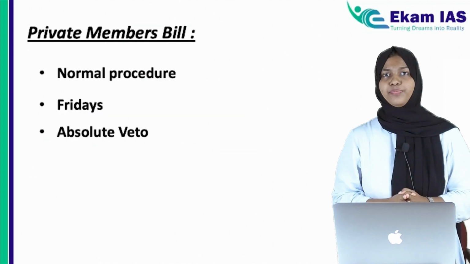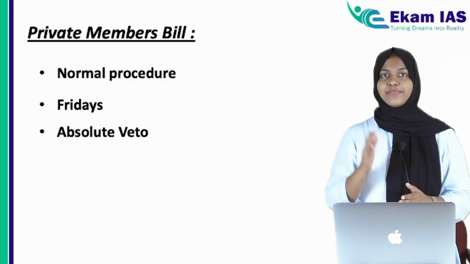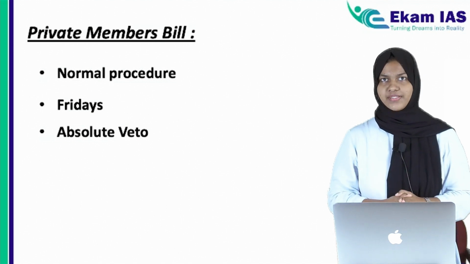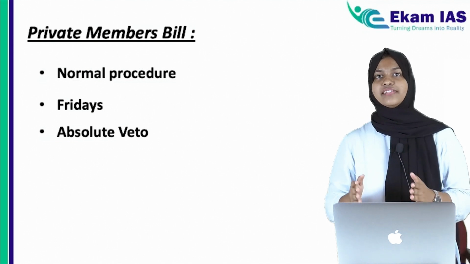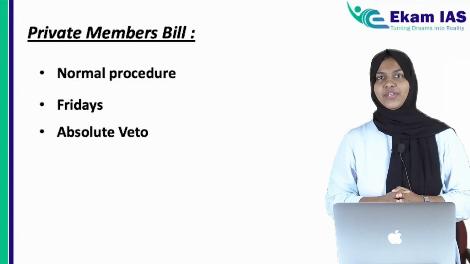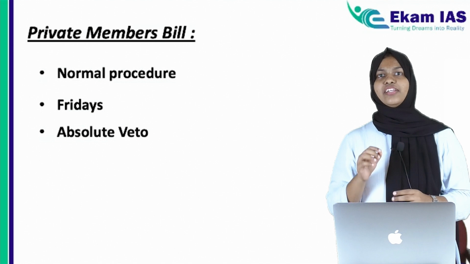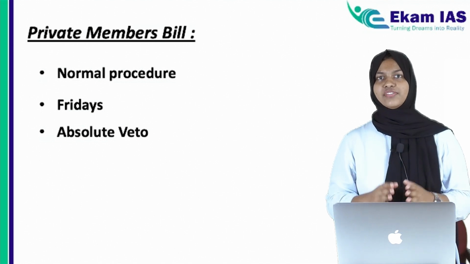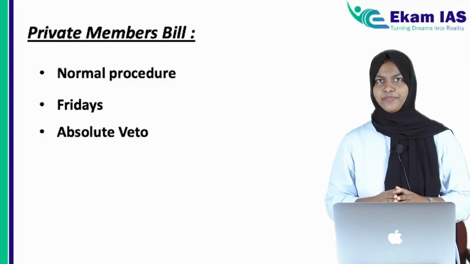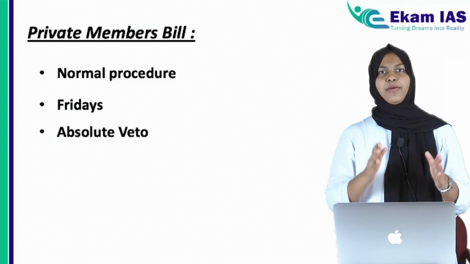Another very important point that you have to keep in mind is that the president can use absolute veto on a private members bill. Absolute veto means that the president can withhold his or her assent to a bill, which means that the bill will not become an act. That is what absolute veto is. And the president can use this veto right on a private member's bill. He or she can't use this absolute veto on a government bill. So you have to keep in mind that the absolute veto is applicable to the private member's bill.